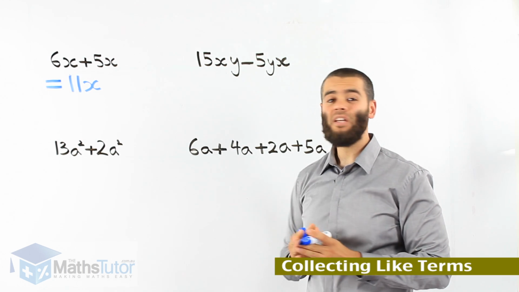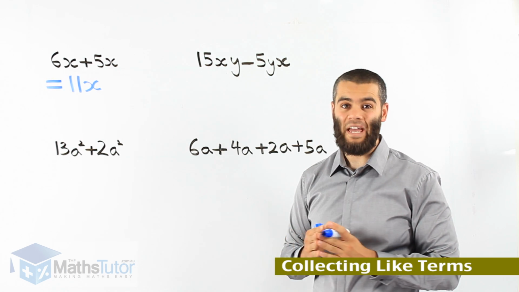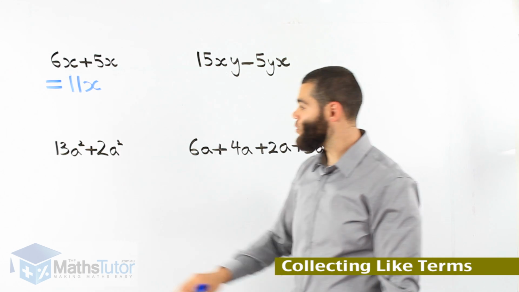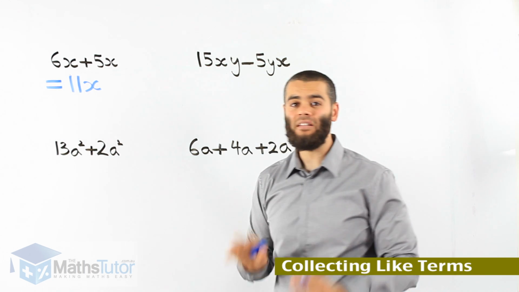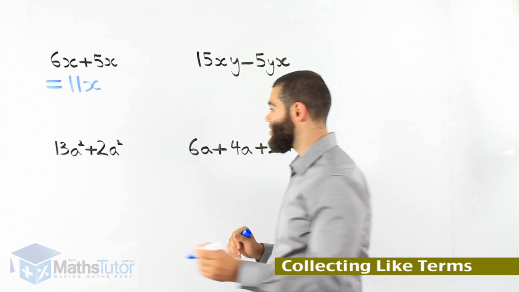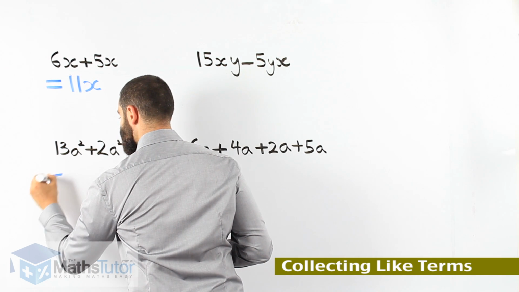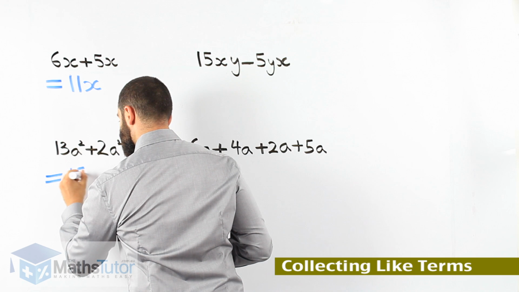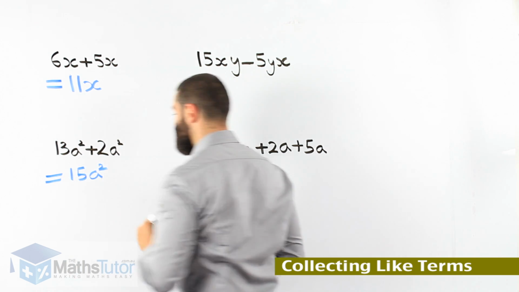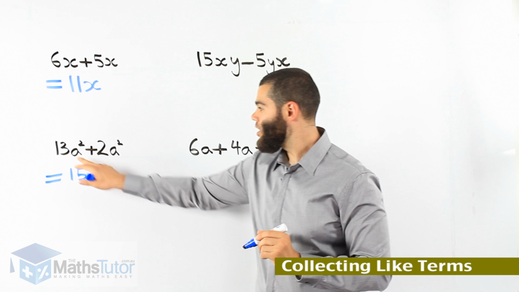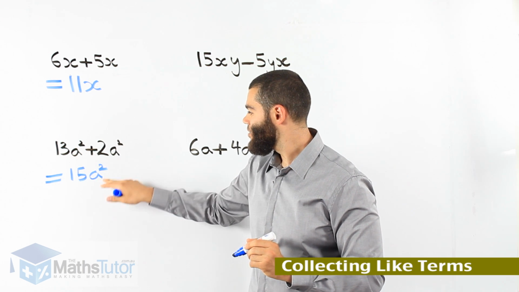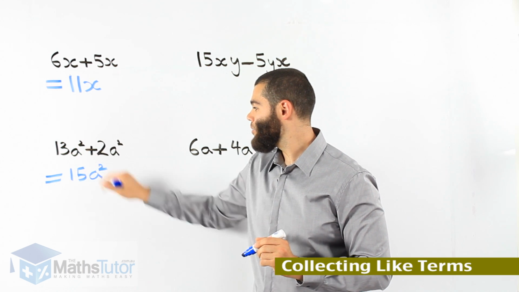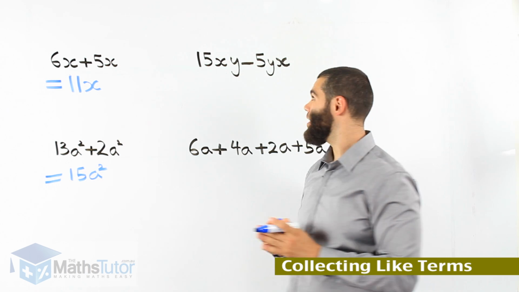Next one, 13a squared plus 2a squared. Well, are the pronumerals the same? A squared, a squared. Yes, they are. They are like terms. 13 plus 2, 15a squared. So very important. Like terms, there they are. 13 plus 2, 15a squared.